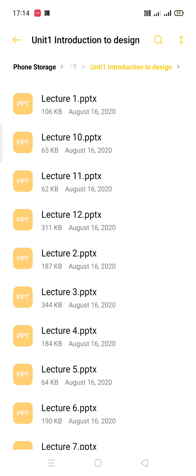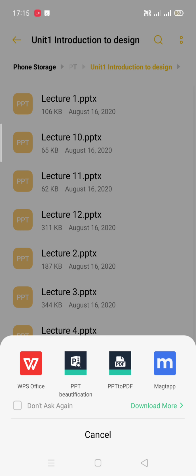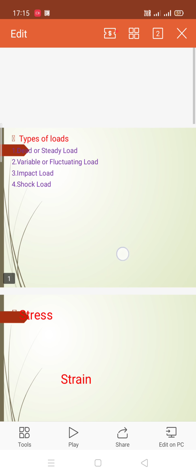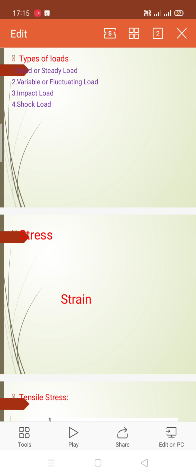Okay, so now let's start our next point, that is types of load. In an exam, a question may be asked: state four types of load acting on a machine element. Only states. But for your information, you should know the definitions and examples of these types.